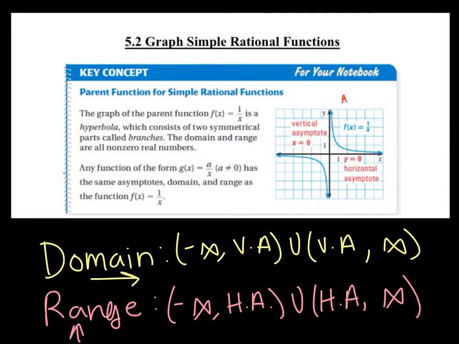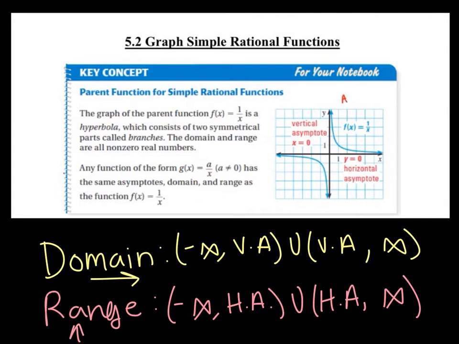Those are your branches. And if you notice, they're both in opposite quadrants, or diagonal quadrants, and that's always going to be the case for your branches. So the domain and range are all non-zero real numbers. In this case, it can't be 0 because x is in the denominator, and you can't divide by 0. As we start to add or subtract or multiply things, that will change, but it's still going to be the same idea that you can't have 0 in the denominator.